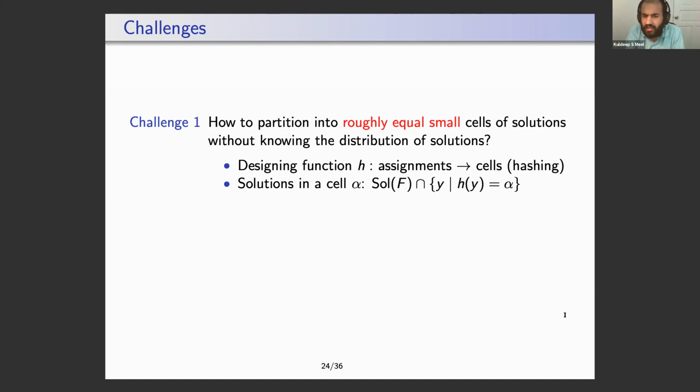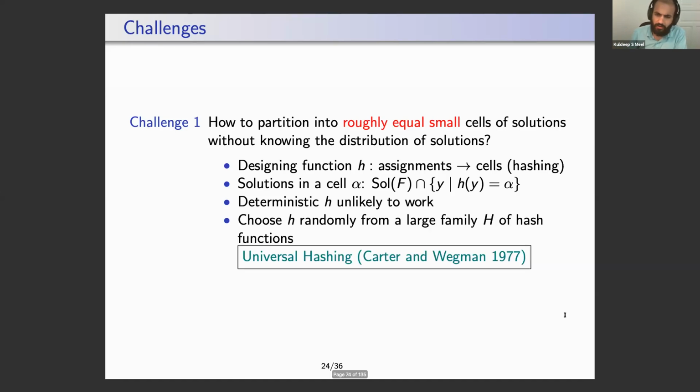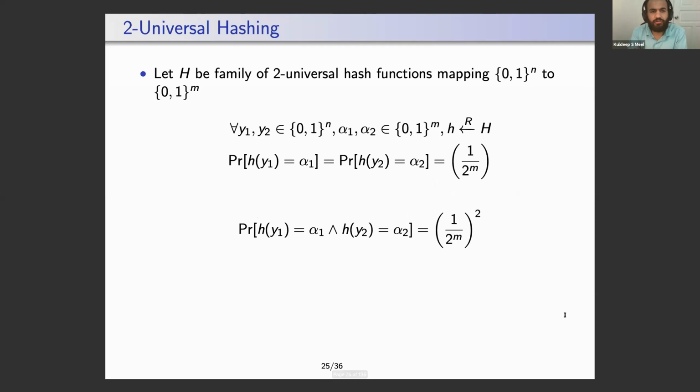So solutions in a cell alpha is the conjunction of the formula with all the assignments Y that H maps to alpha. As you can see, if you have a deterministic function, it's a bit unlikely to work because you can think of some adversary who will put all the solutions in one cell and the idea will probably not work. So this is where we use the power of randomization. And the idea is that we are going to construct a large family of hash functions so that if we choose one of the hash functions randomly from this family, it's going to be able to do the partitioning with a high enough probability. How does this look in practice?